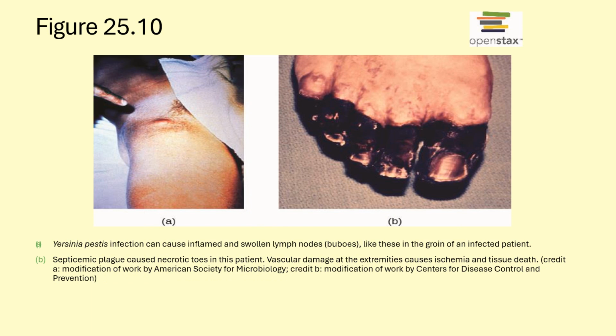Yersinia pestis, this bubonic plague, tends to cause buboes, which are swollen lymph nodes, and so that's typically what you will see, this swollen area here. When it becomes septicemic, then it's going to end up affecting first along the extremities. This is unfortunately a very sad, horrible case of extreme necrosis occurring on the toes.